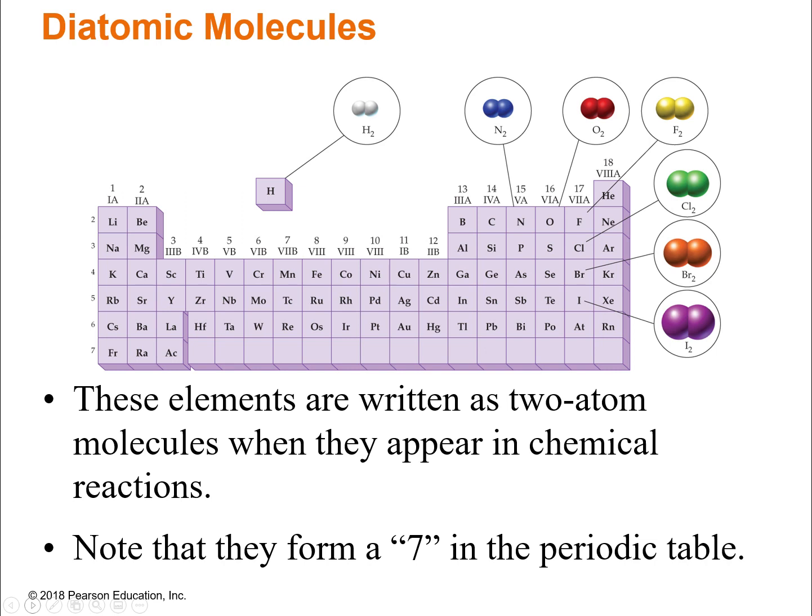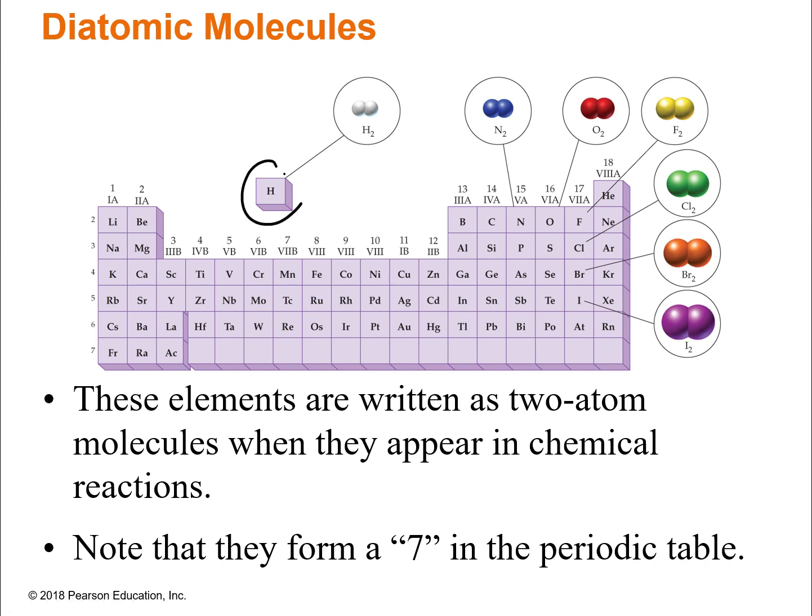Diatomic molecules. You're going to need to know these, especially when you're writing out those chemical equations and writing the chemical equations as written descriptions. All of these molecules are written as 2-atom molecules when they're in a chemical reaction. Hydrogen, nitrogen, oxygen, fluorine, chlorine, bromine, iodine. All of these are diatomic molecules.